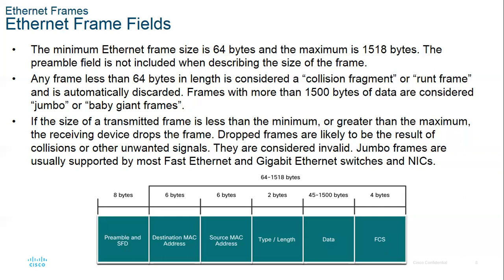Why am I saying 46? Because the minimum size of an Ethernet frame should be 64 bytes. Therefore, if you add 6 bytes plus 6 bytes plus 2 plus 4, you will have 18 bytes. 64 minus 18 will leave you 46 bytes. So the minimum size of the data field should be 46 bytes.